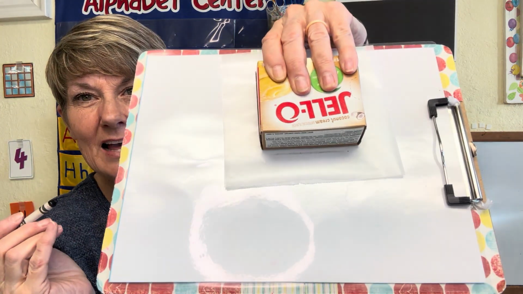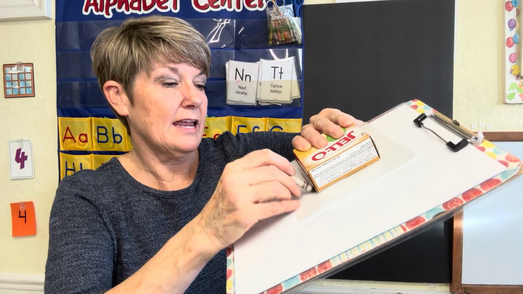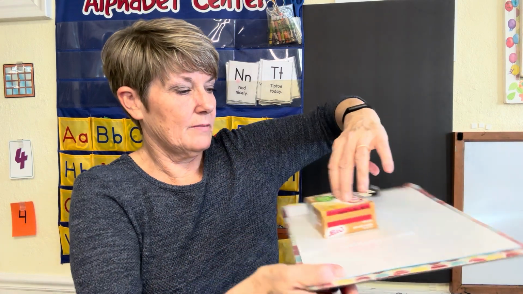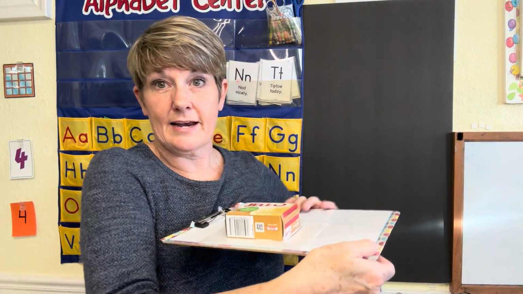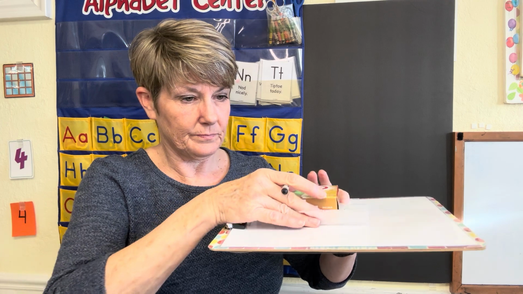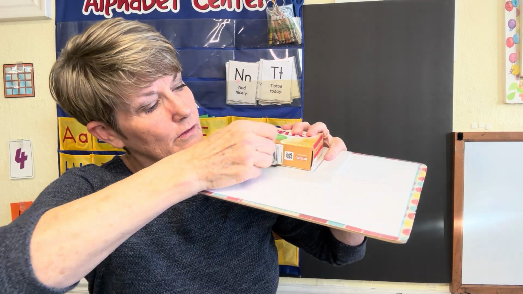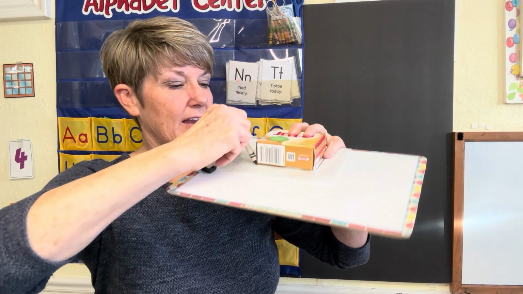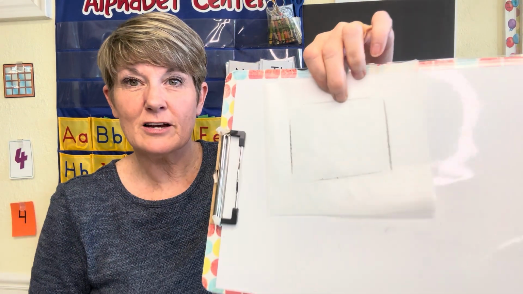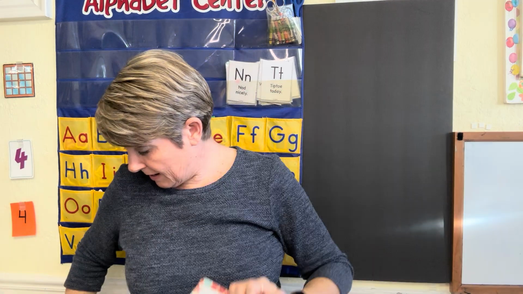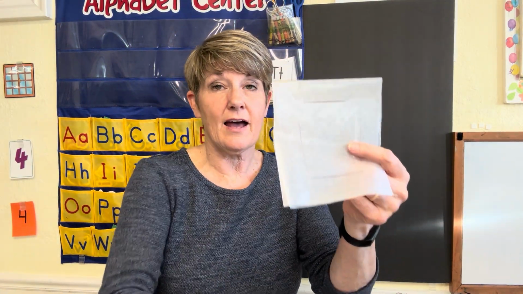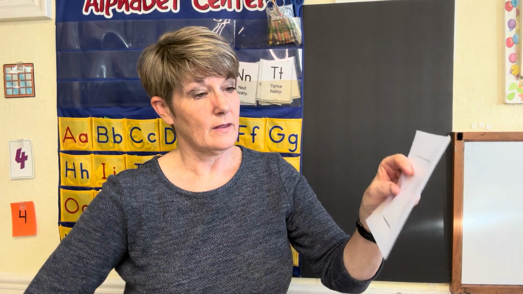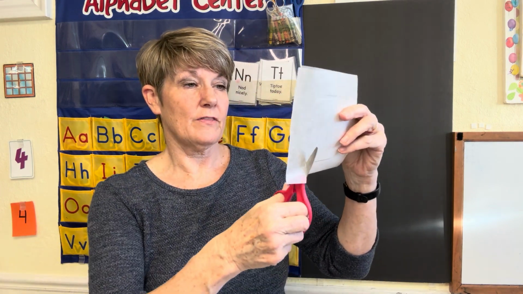Oh, see, I can see that line. And a line right here. Then I'm going to turn it around so I can do a line on this side. And a line on this side. There's my square. And then I'm going to take my scissors. Can you get your scissors? And we're going to cut out this square. We're going to cut right on those lines.